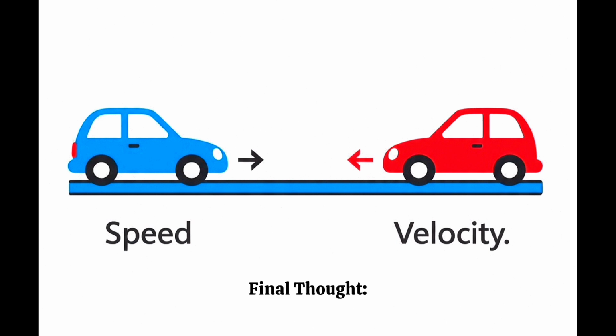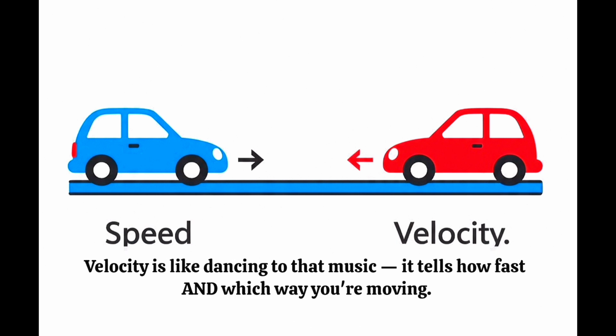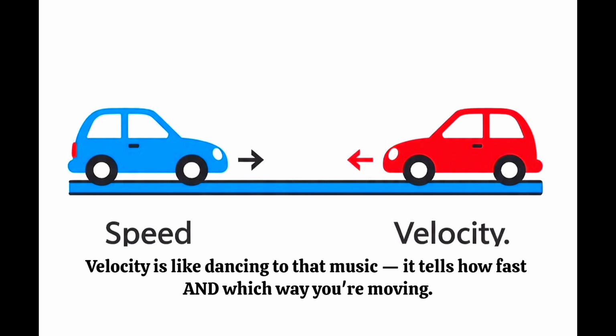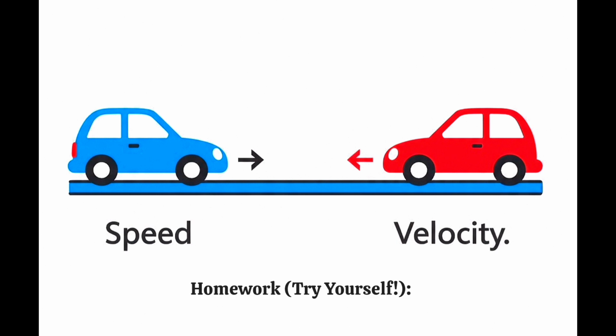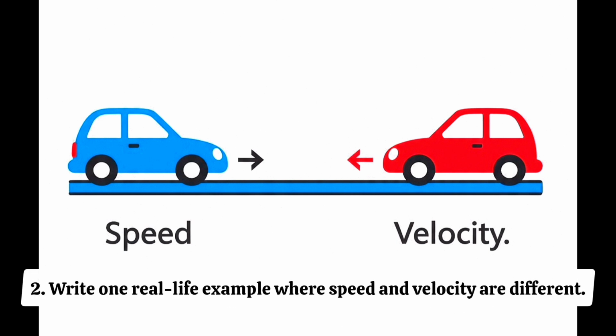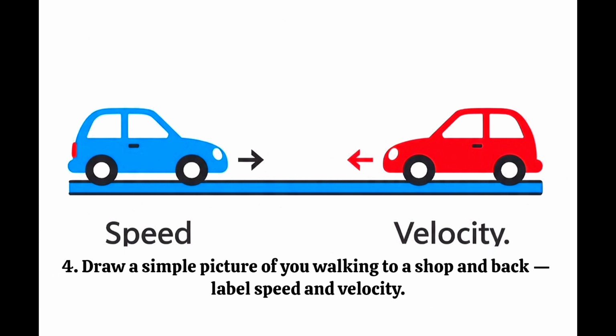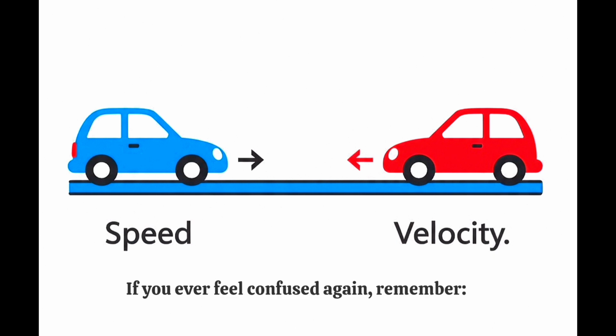Final thought. Speed is like listening to music, it tells how fast the song plays. Velocity is like dancing to that music, it tells how fast and which way you're moving. Homework: try yourself. 1. Define speed and velocity in your own words. 2. Write one real-life example where speed and velocity are different. 3. Create a small table comparing 3 differences. 4. Draw a simple picture of you walking to a shop and back, labeling speed and velocity. If you ever feel confused again, remember, speed is simple, velocity is smart.